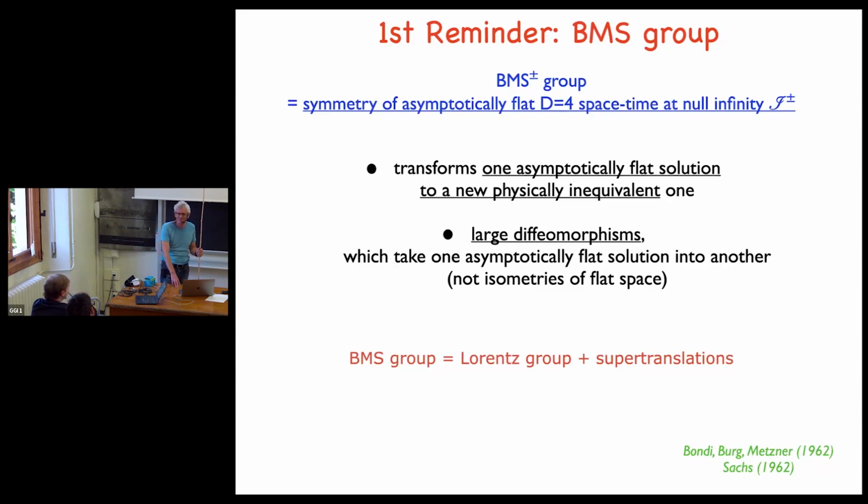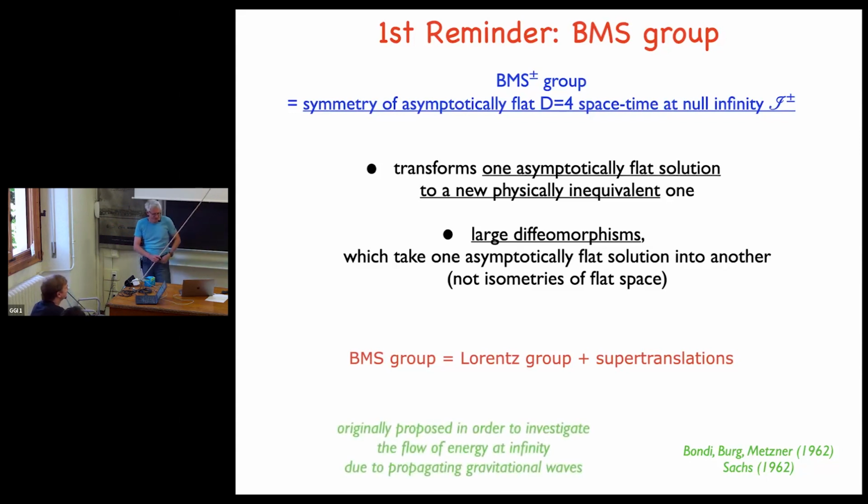Good question. I don't know the answer. Maybe B squared MS. It was originally proposed in order to investigate the flow of energy at infinity due to propagating gravitational waves. That was when it was introduced. Maybe there were papers before with only one B, or I don't know.